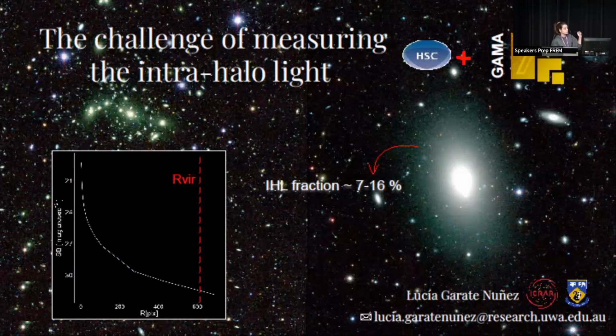And we were able to measure a surface brightness profile that goes beyond the virial radius of a particular GAMA galaxy group. We also found that the IHL fraction goes between 7 and 16% for this particular system. So if you want to know more about this, please talk to me.